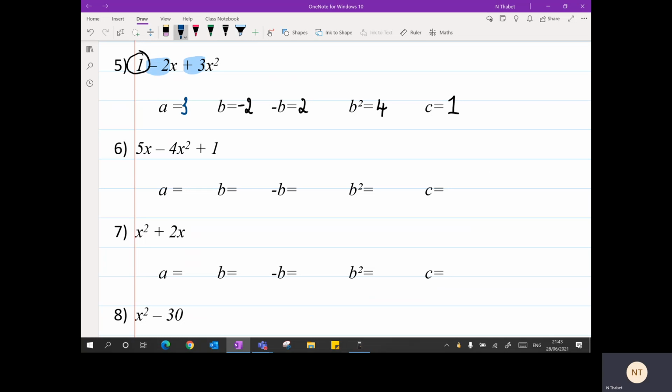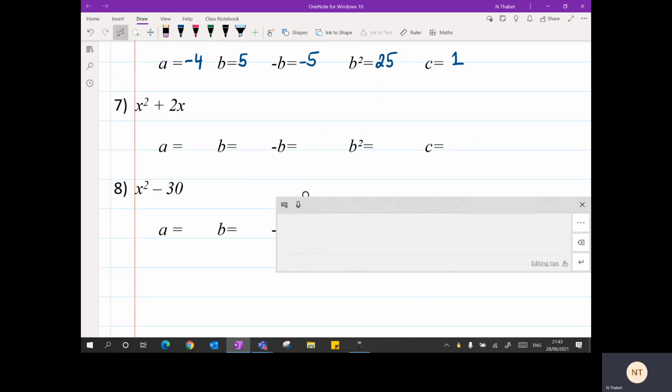And then for number 6, the coefficient of x squared is a negative 4. B is the coefficient of x, which is a positive 5. So negative b is a negative 5. B squared, always positive, is 25. And c is 1.